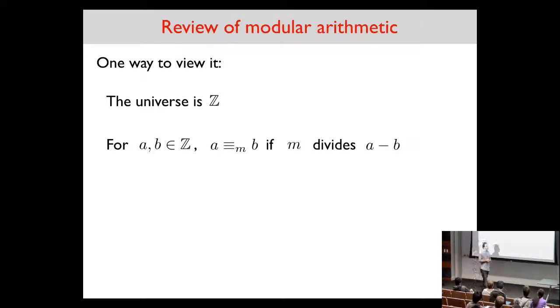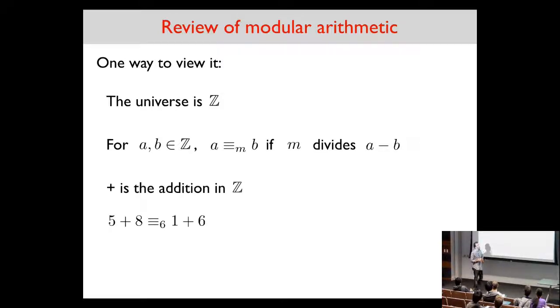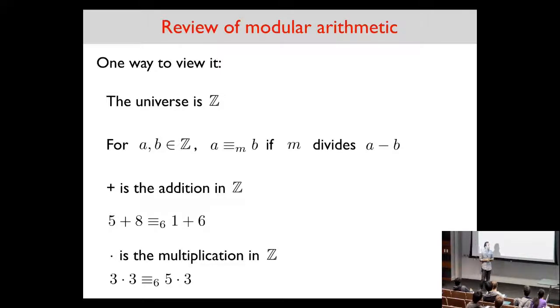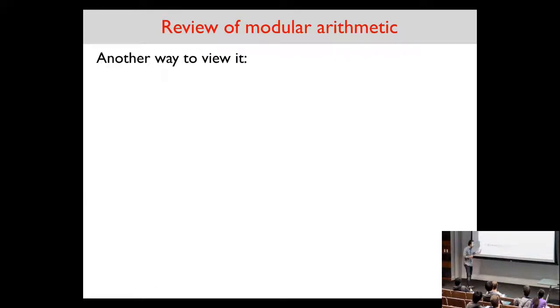So one way to view modular arithmetic is as follows. You can say, well, my universe is the integers, and I'm going to say two elements in my universe, A and B, are mod M equivalent if M divides A minus B, right? What you already know. The plus, when we do plus, is the addition in the integers. So I added 5 plus 8 is 13, 1 plus 6 is 7, and check if they're mod 6 equivalent or not. You can do multiplication just the same way.